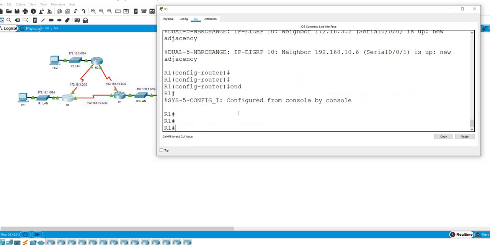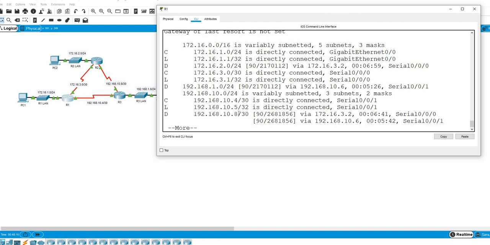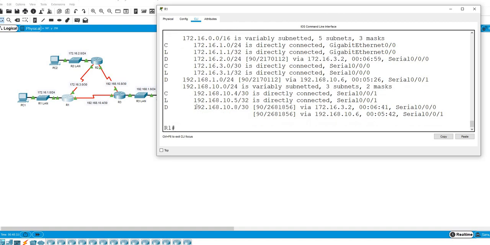and show ip route. So now you can see the 10.8 network, this one. It has two ways, two paths available. One is via 3.2, this one, and the other one is 10.6, this one.